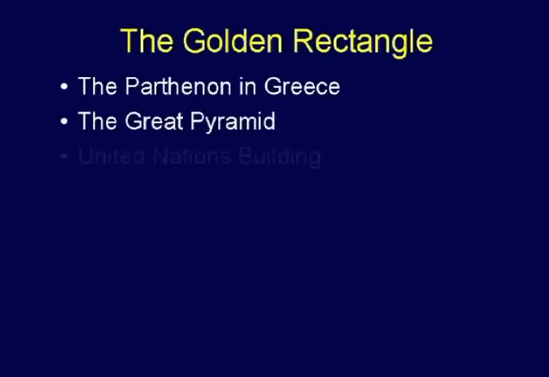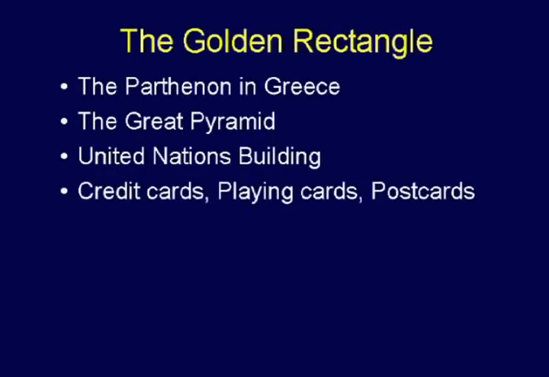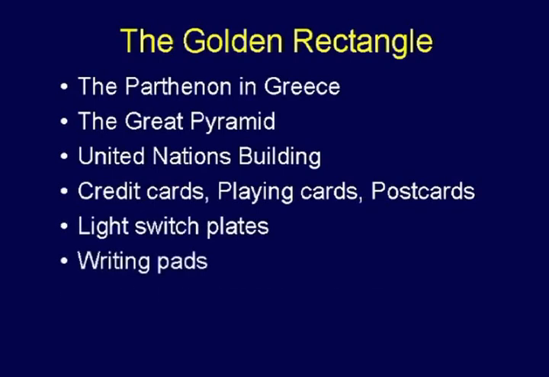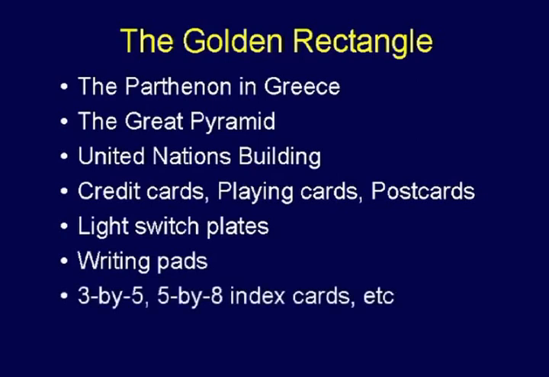Okay. It turns out the Parthenon in Greece, the Great Pyramid, the United Nations building, your credit cards, your playing cards, postcards, the switch on your light switch at home, writing pads, 3x5 cards, 5x8 cards, all of these are based on the golden rectangle, whether you realize it or not, okay?